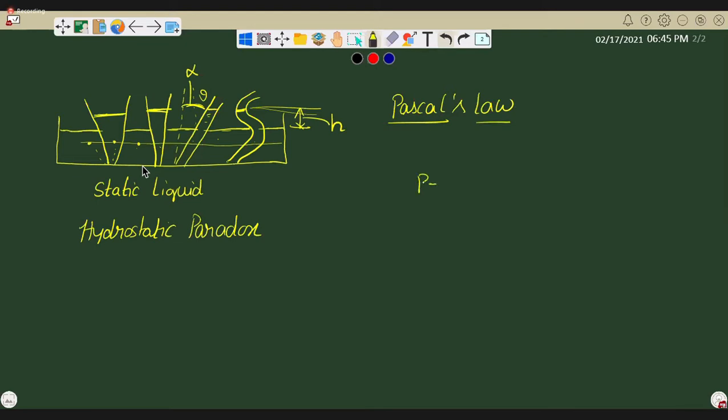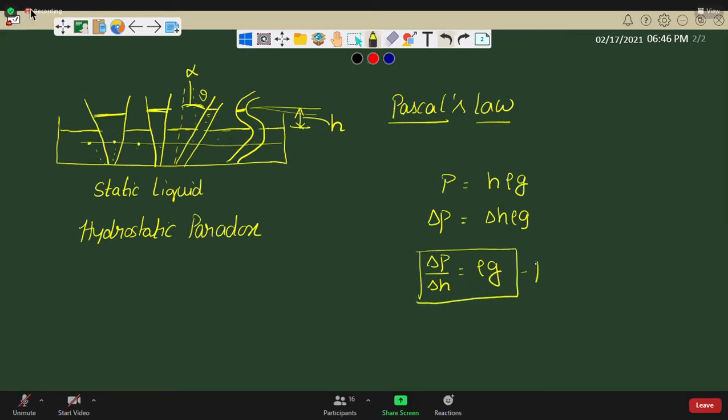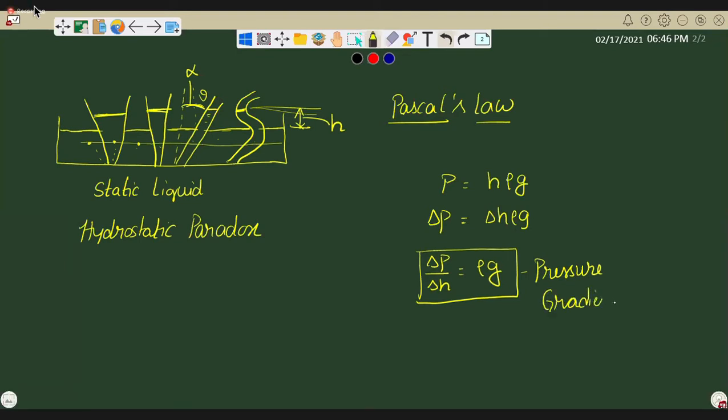After this, we have taken the condition P minus P naught is equal to h rho g. No, we have taken P is equal to h rho g, isn't it? From this, we have differentiated it. This became delta h into rho g. So delta P divided by delta h is equal to rho g, and this is called the pressure gradient.